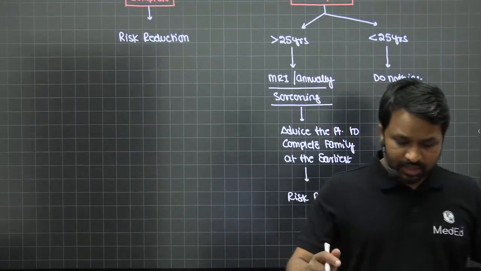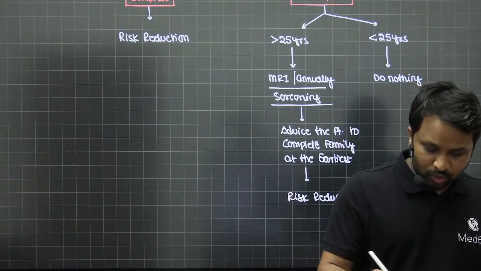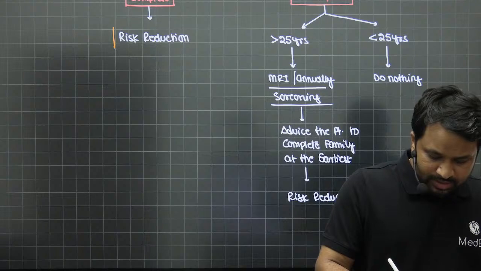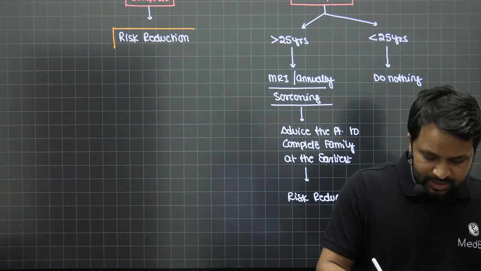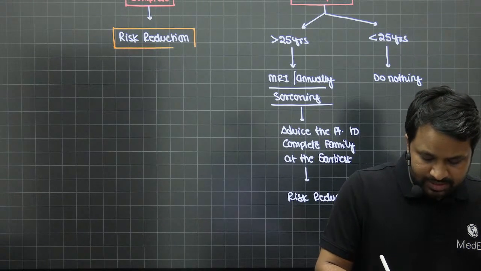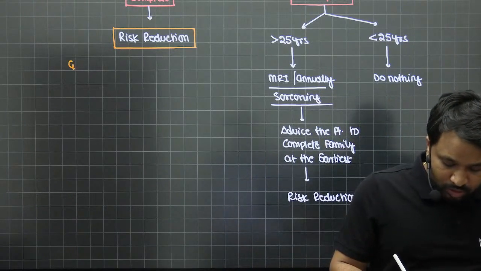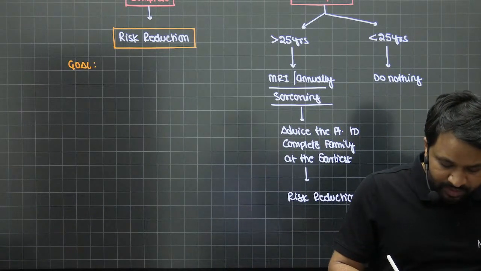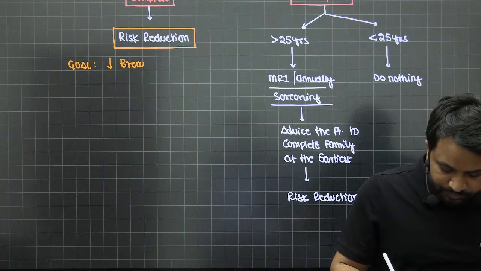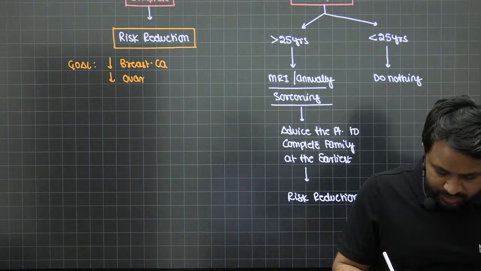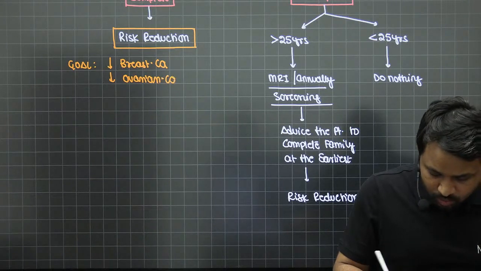Now in a risk reduction, what are we going to offer? I'm trying to reduce the risk for breast as well as ovarian cancer, because the BRCA gene is associated with both. So the goal of risk reduction is to decrease the incidence of both breast cancer as well as ovarian cancer. So how would you be able to achieve that?